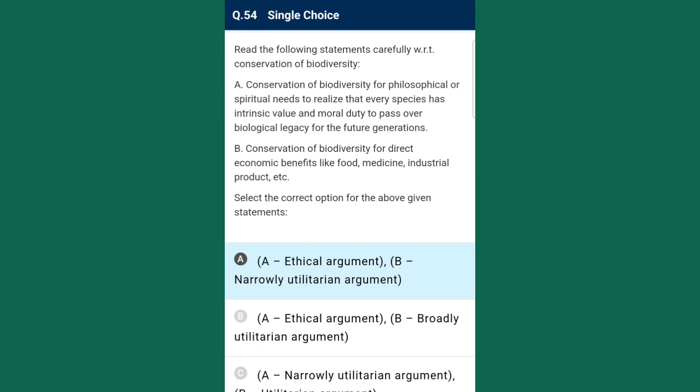See the statement A. The conservation of biodiversity for philosophical or spiritual needs, to realize that every species has intrinsic value and moral duty to pass over biological legacy for the future generations. So that is the correct option, B. Conservation of biodiversity for direct economic benefits like food, medicine, industrial products, etc. So that also is correctly given. So the answer for this question is option A.